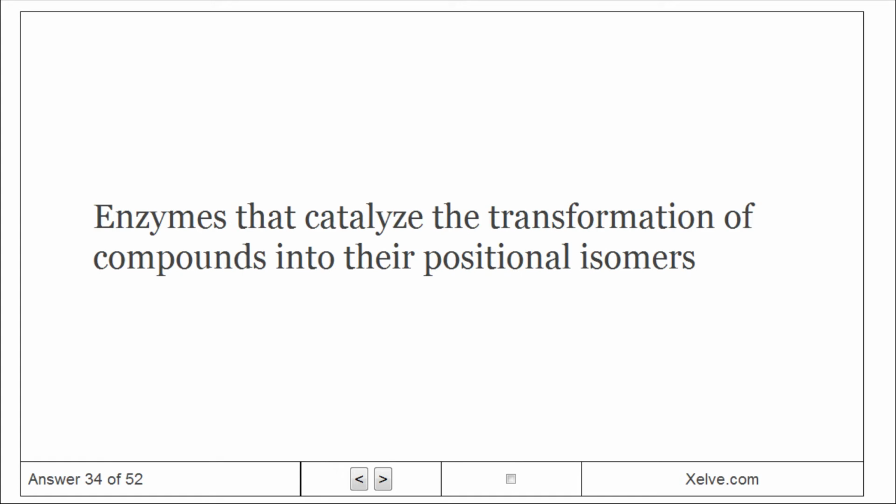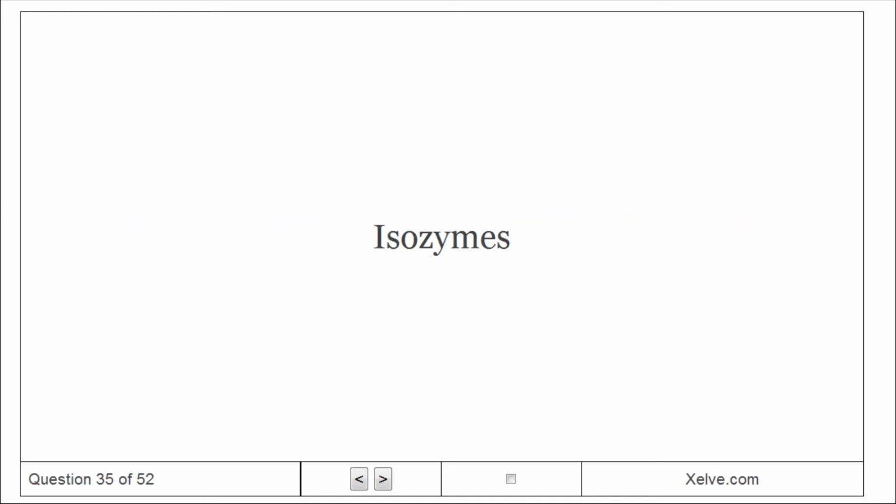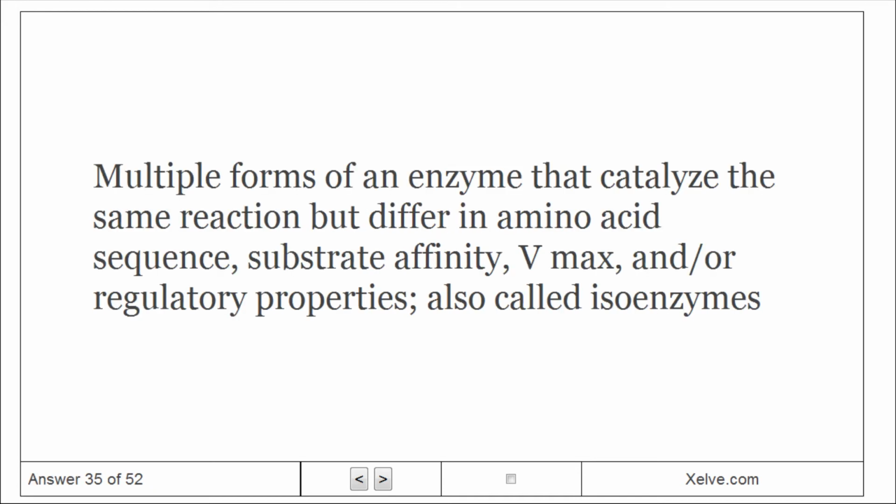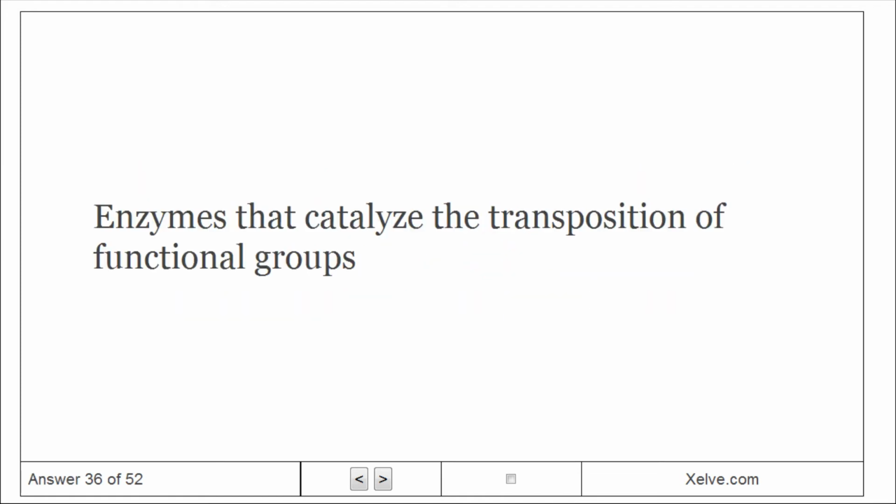Isomerases: enzymes that catalyze the transformation of compounds into their positional isomers. Isozymes: multiple forms of an enzyme that catalyze the same reaction but differ in amino acid sequence, substrate affinity, Vmax, and regulatory properties, also called isoenzymes. Mutases: enzymes that catalyze the transposition of functional groups.